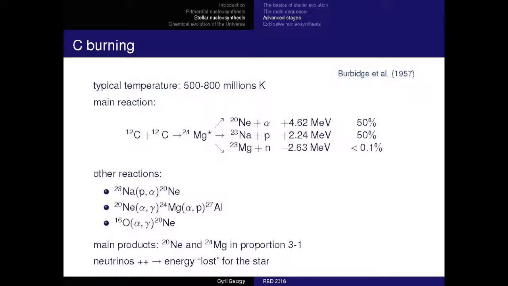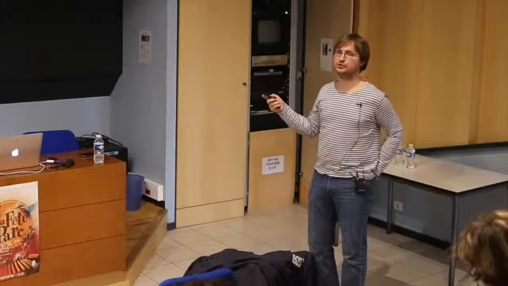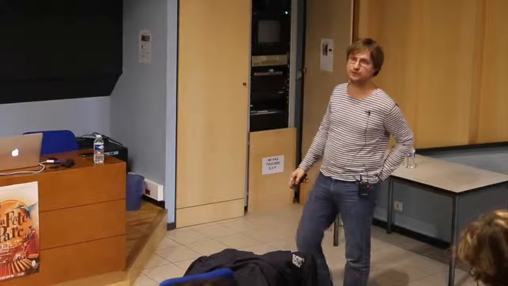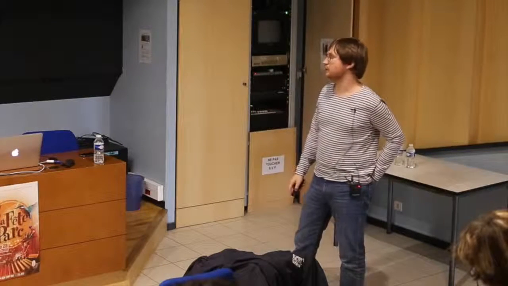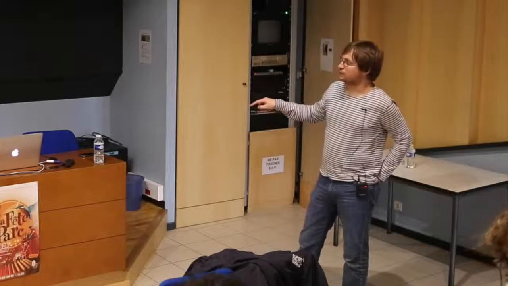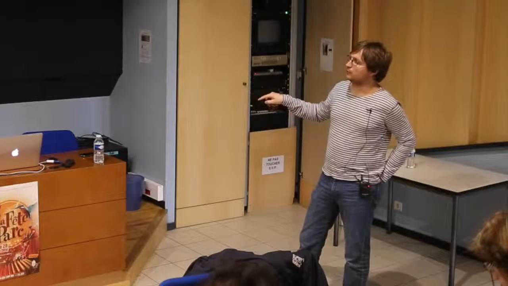So they will take a lot of energy away that is not used to sustain the star, because you have no interaction with the matter. So this will not heat the matter and produce the pressure needed to sustain against gravity. So this is another reason why the burning phases from carbon burning become so fast.